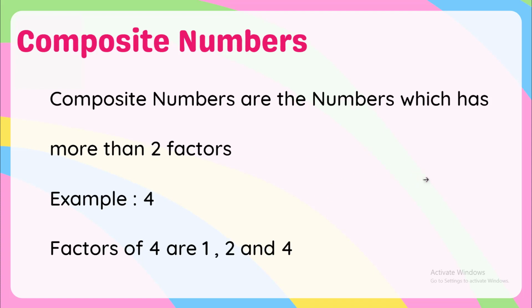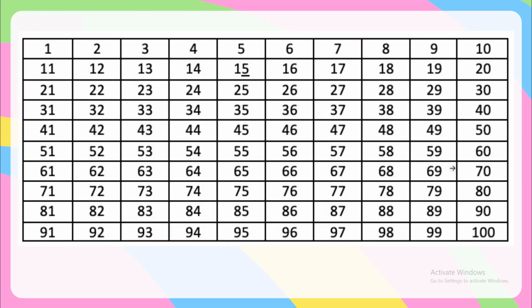What is a composite number? The opposite way. If it has more than two factors, for example take 4. What are the factors of 4? It will come in the first table, second table and fourth table. Yes or no? So a composite number means it has more than two factors. Are you clear with the basic understanding about prime and composite? Yes, super.